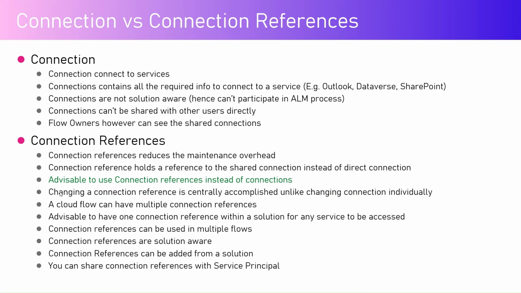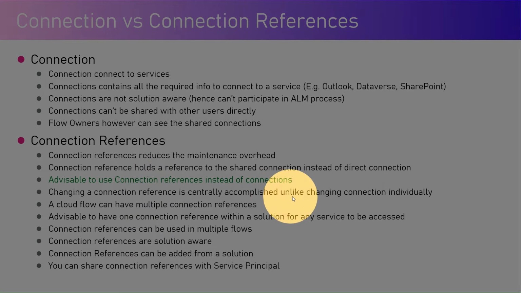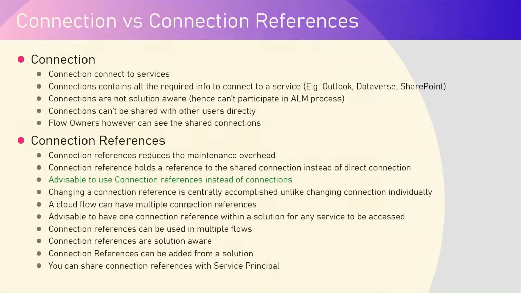Now, for connection references, it is all managed centrally, and this change can be implemented very easily. Okay, with less maintenance overhead. A cloud flow can have multiple connection references. Now, I can have one Outlook connection sending out an email, and then I can have another Outlook connection sending out an email with that same connection reference.